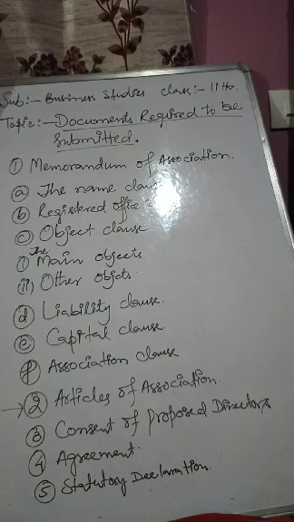And the third one, that is object clause. Object clause is the most important clause of the memorandum of association. It defines the main aim for which the company is established. Any activity which is not stated in this clause cannot be legally undertaken by the company.